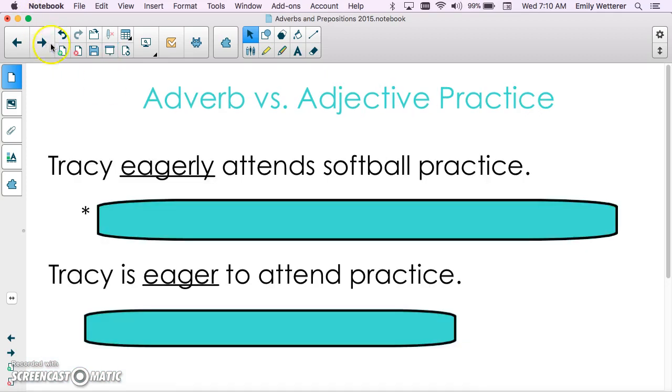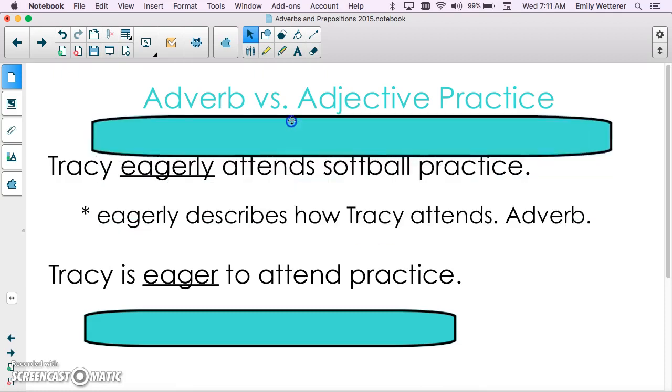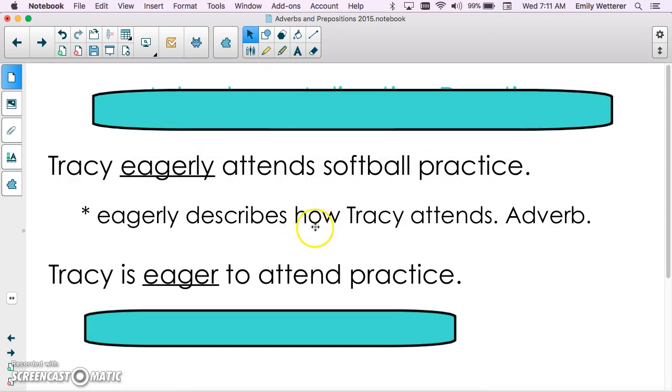So let's look at some examples. So if we have this sentence, Tracy eagerly attends softball practice. Well, we need to think about what is eagerly describing. Is it describing a person, place, or thing? Or is it describing an action? And in this case, eagerly describes how Tracy attends. Therefore, it's an adverb.